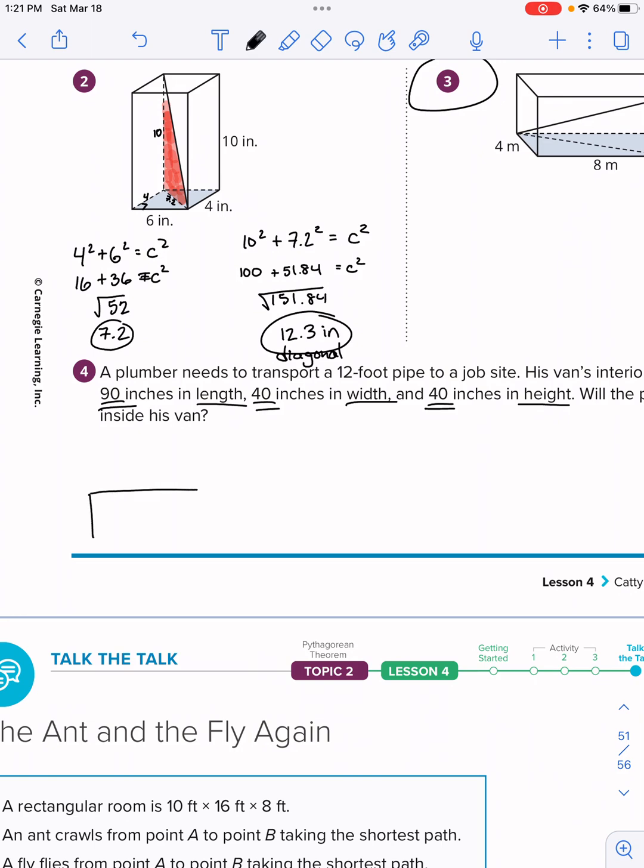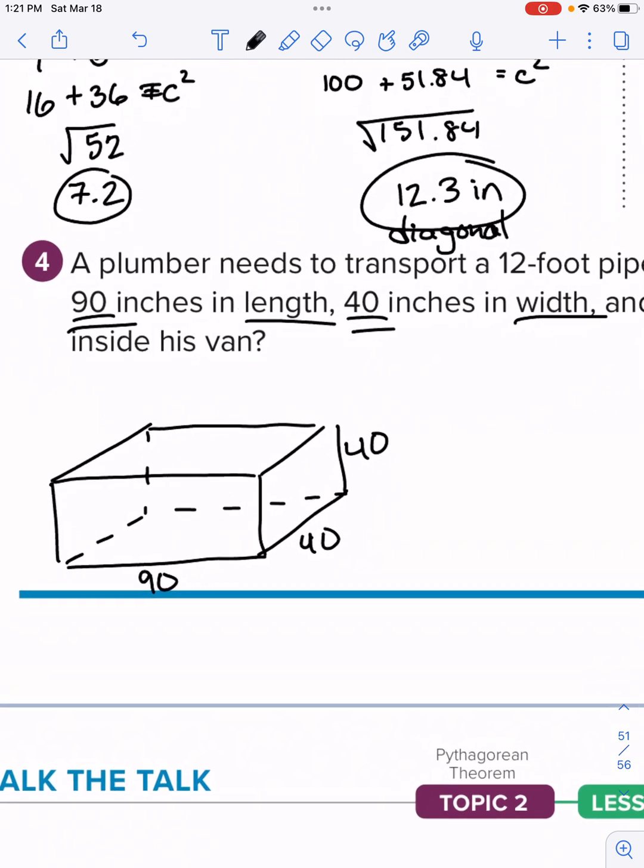Okay, as best you can, try to draw some type of rectangular solid or just some type of box. I draw it like this, then I go like this, then I go like this. We're also going to have to put dashed lines. Let's say 90 inches is this, 40 inches is this, and then another 40 inches is the height. Okay, we always got to start with the floor.